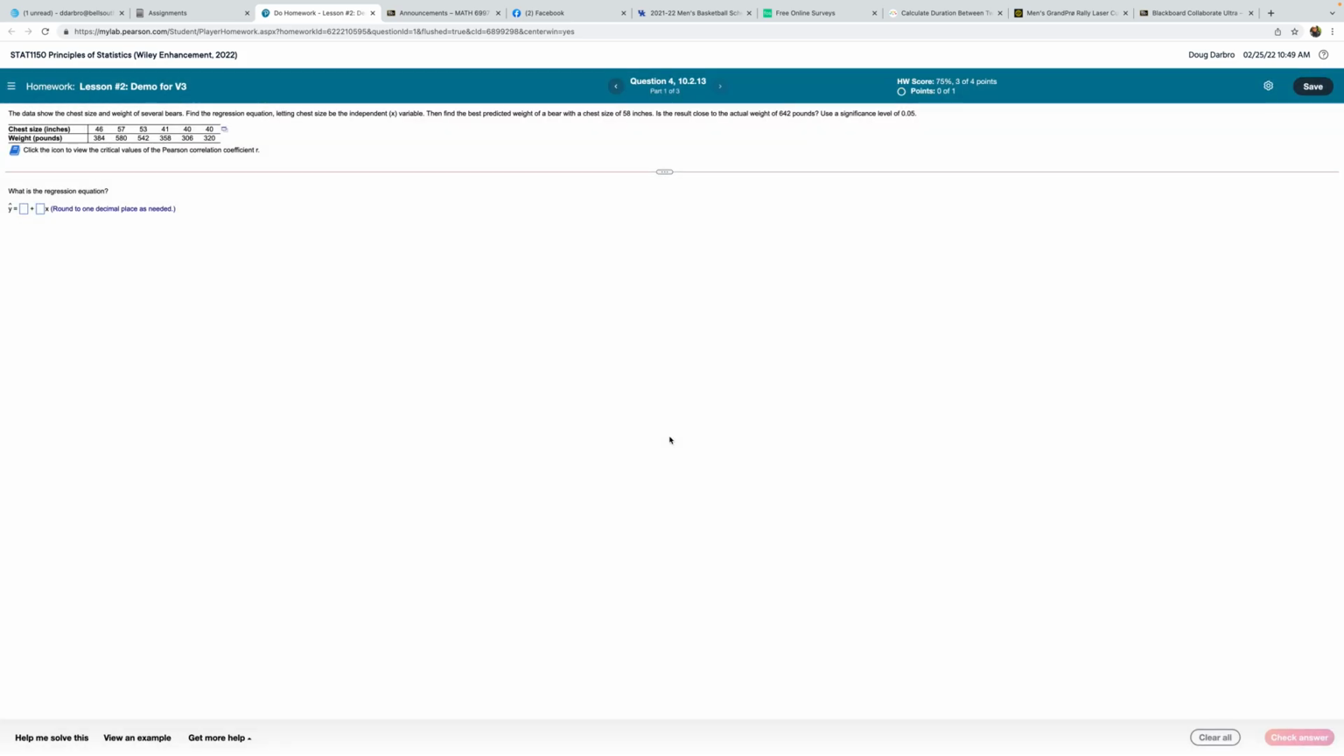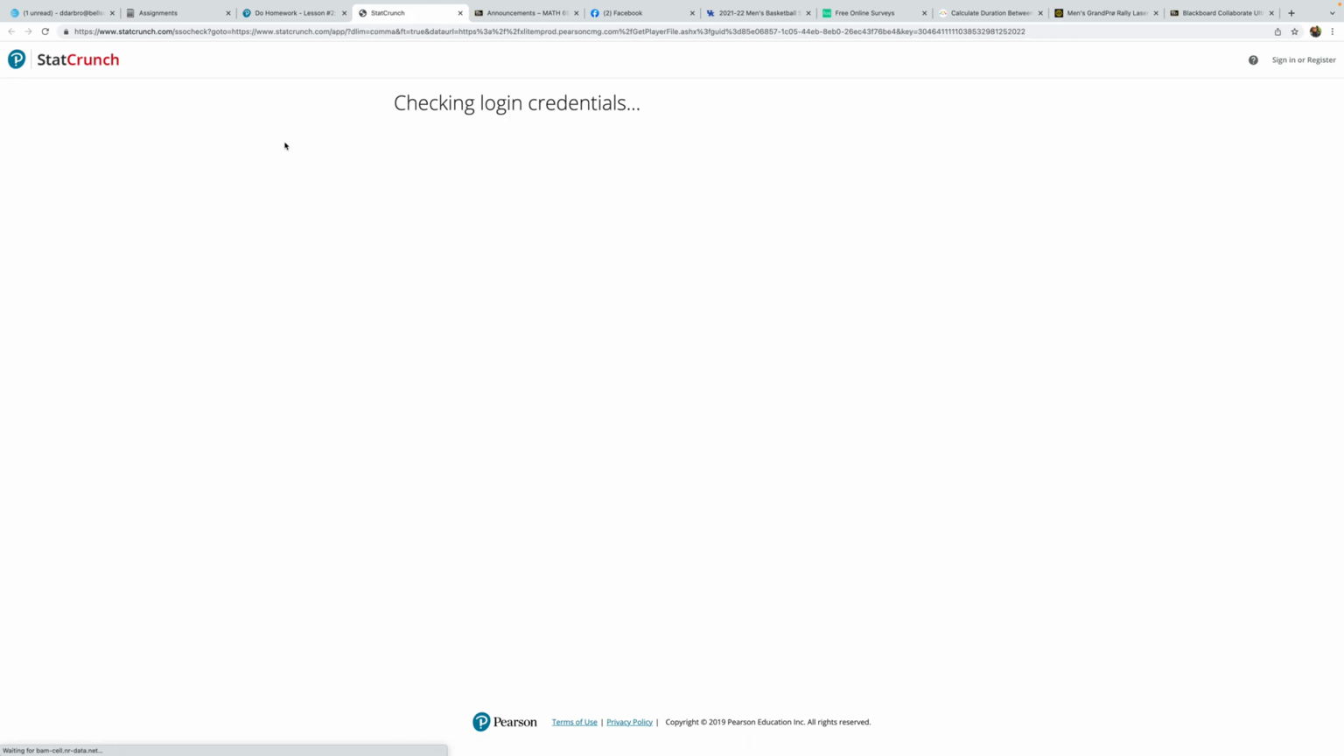All right, now we're going to get into the nuts and bolts of actually taking a data set and making some calculations. So what is the regression equation? There are all kinds of fancy calculations, formulas, et cetera, that you can use to find the regression model. I don't think I would do that. I would pop the data into StatCrunch.